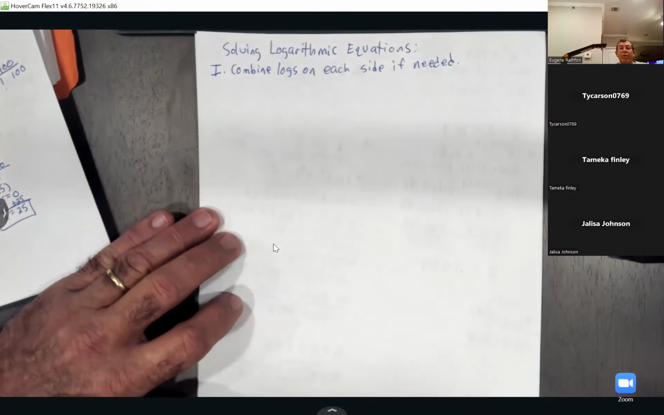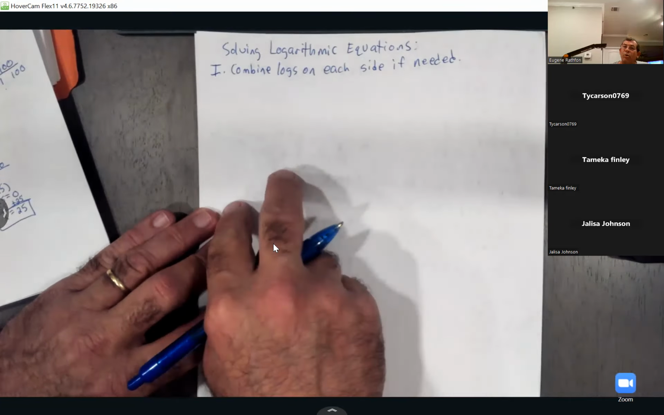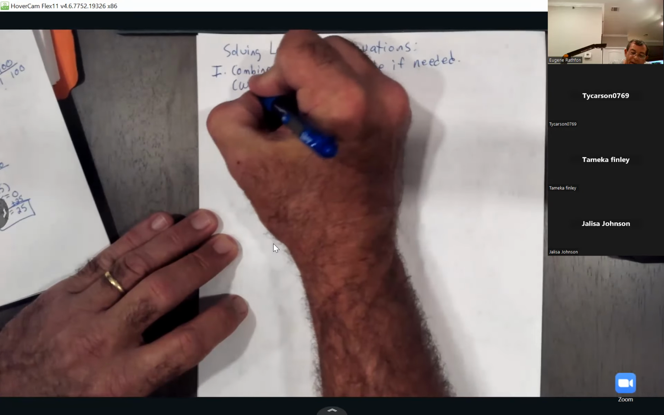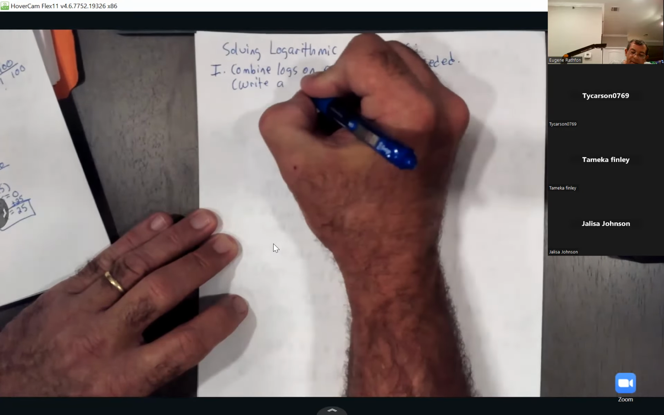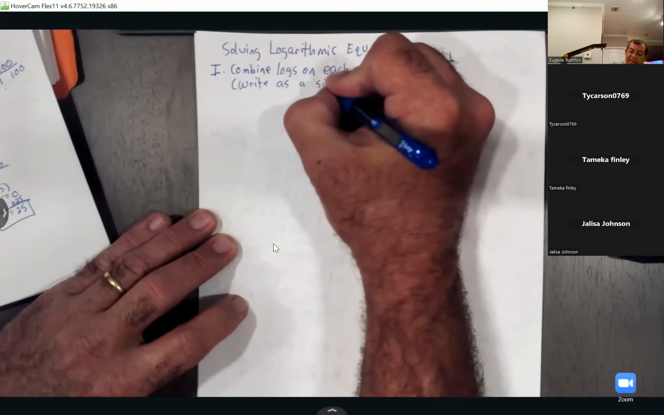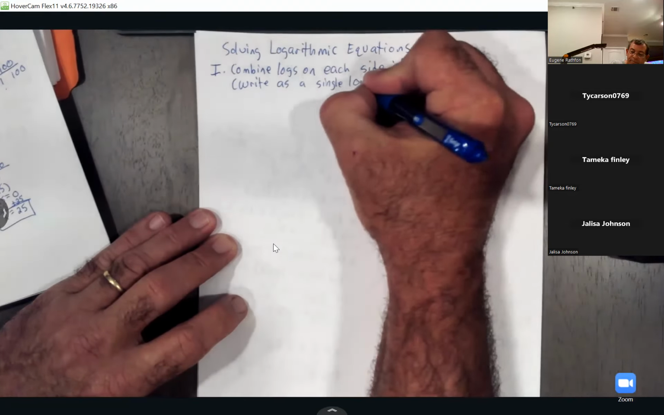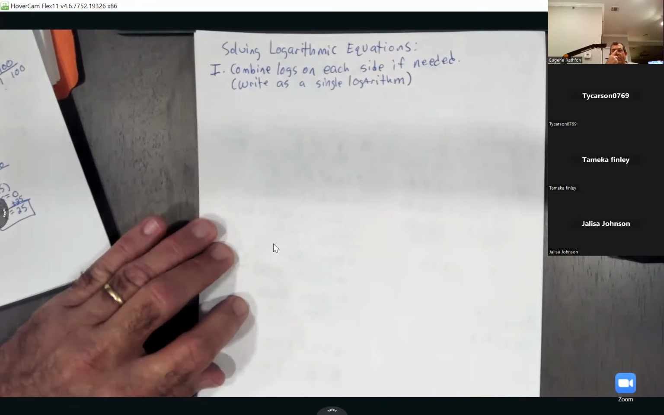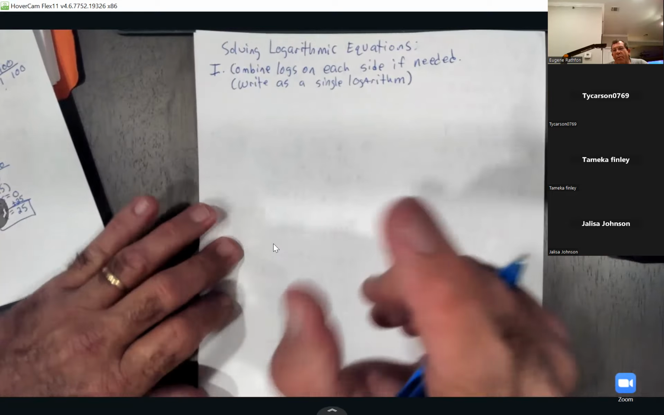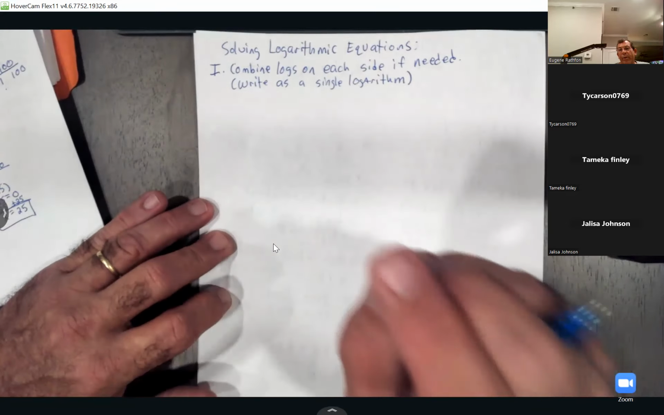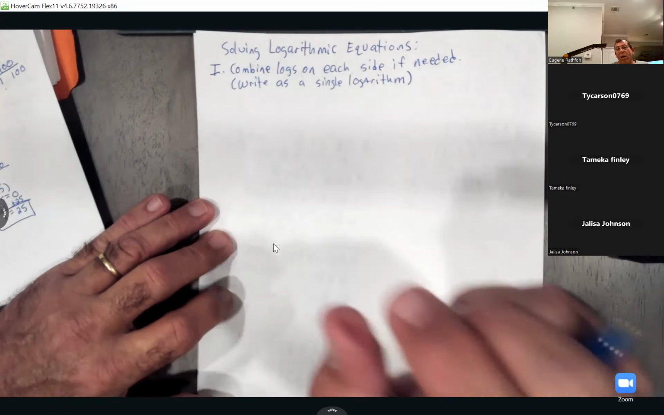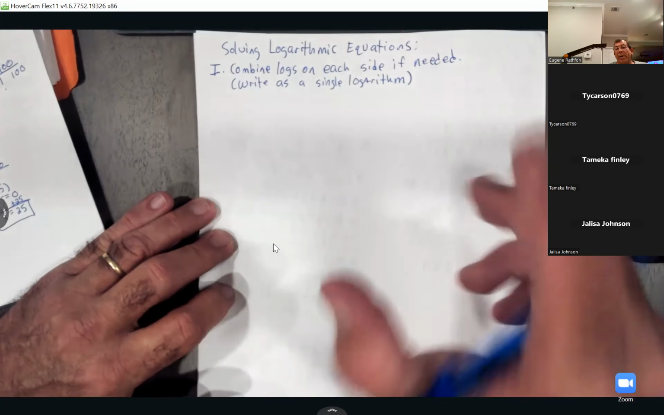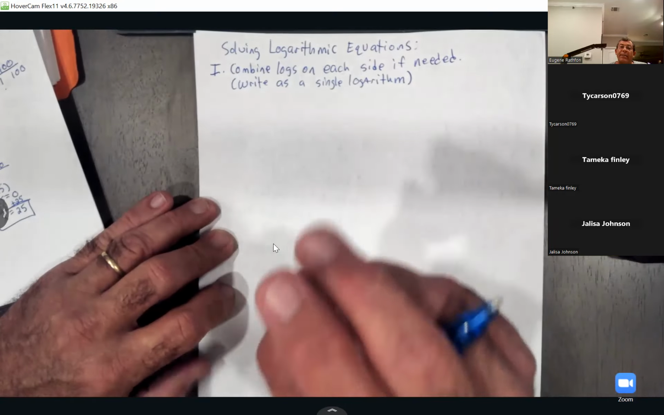So you might not have to do this every time, but if I got two logs on one side of that equals, I'm going to combine them, and that means I'm going to write them as a single logarithm. So that's the stuff we did the other day when we were looking at our properties of logs. We turned 2 into 1, okay? If they were being added, we wrote them as a product, remember? If they were being subtracted, we wrote them as a quotient.